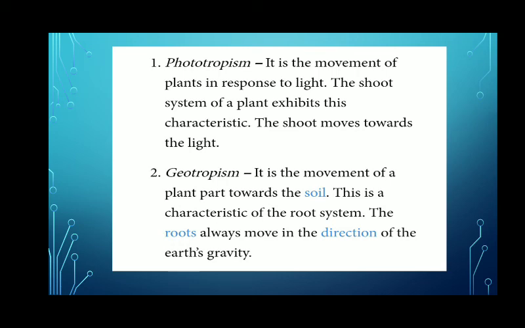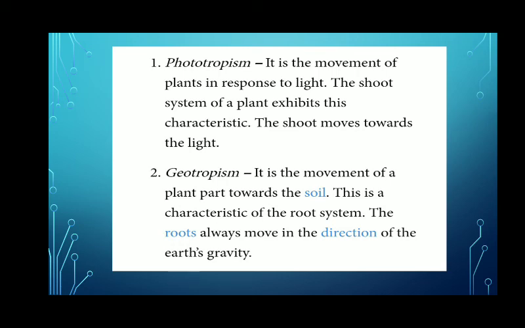The stem of a plant, or we can say the shoot of a plant, grows towards the light, and exhibits this phototropism. Thus we can say the shoot of a plant is positive phototropic, and the root of a plant, which bends towards the soil, we can say the roots of the plant are negative phototropic.